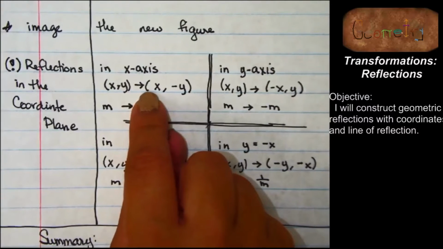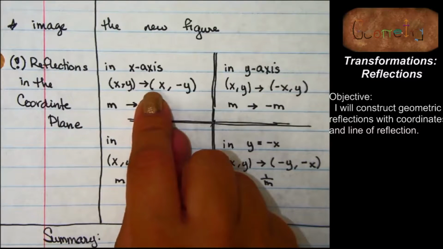What's happening to the coordinates when we do that reflection? The y changes. How does the y change? It goes to a negative. Yeah, it goes negative. You change the sign of it. So if it was positive, it's now negative. If it was negative, it's now positive. And that's the only change you make.